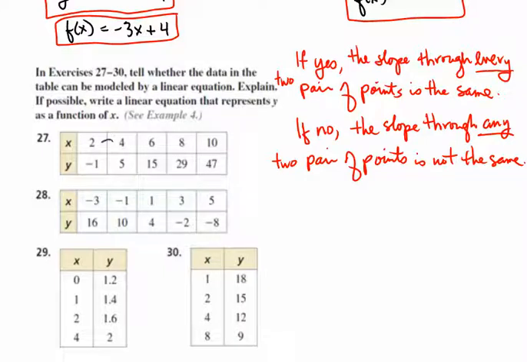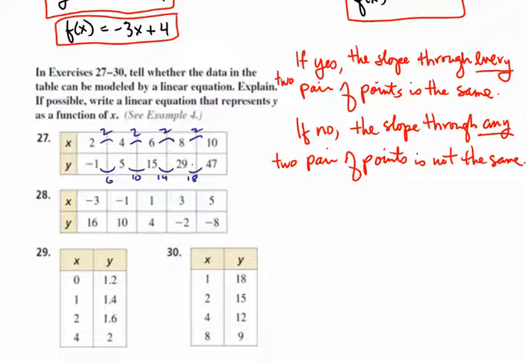So in the first one, we go up by 2, up by 2, up by 2, up by 2. That's great. From -1 to 5, we're going up by 6. From 5 to 15, though, we're going up by 10. 15 to 29, we're going up by 14. 29 to 47, we're going up by 18.